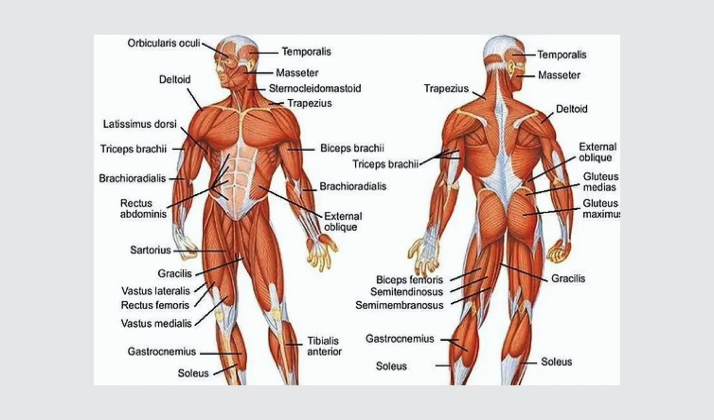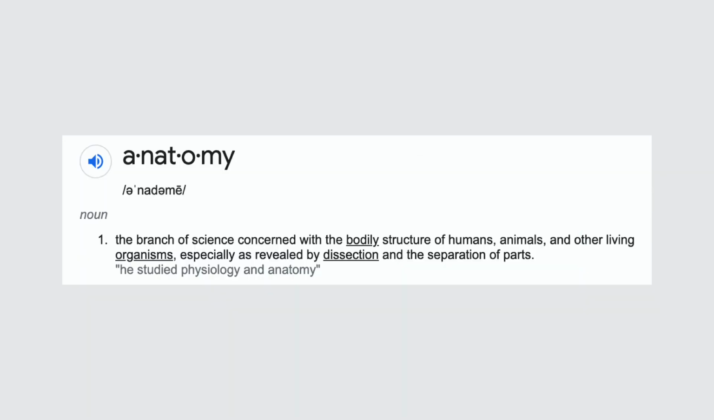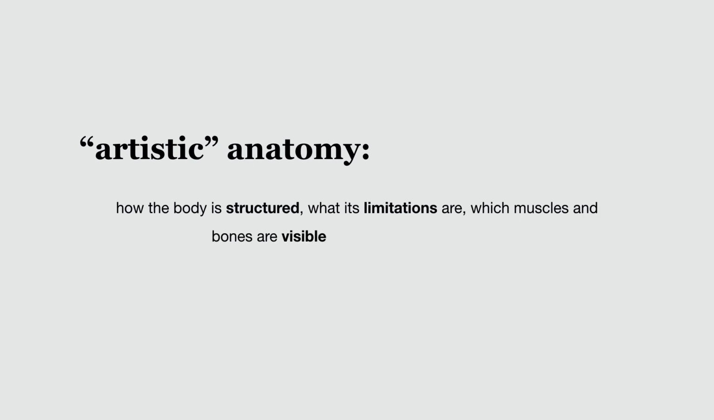When people think of anatomy, often the first thing that comes to mind is musculature. This is partially right, as it does involve the study of the body through a separation of parts, but I think artistic anatomy can be better defined as how the body is structured, what its limitations are, which muscles and bones are visible from the surface, and why.